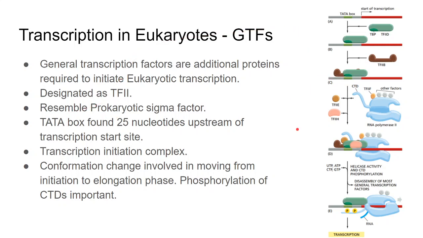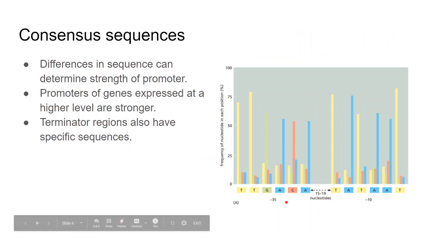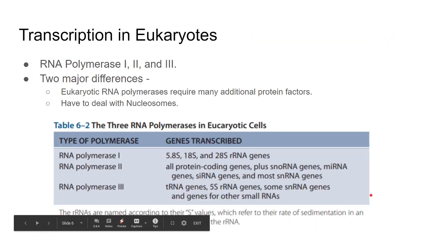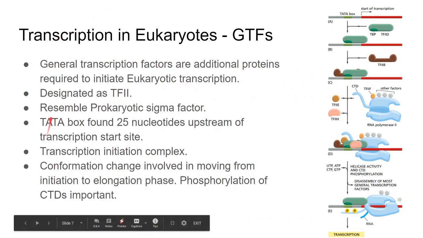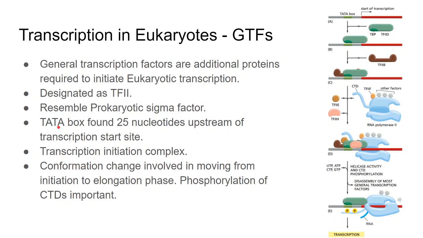And we talked about the consensus sequence in prokaryotes. So the consensus sequence in prokaryotes is TTGACA and TATAAT. But in eukaryotes, it is a TATA box. A TATA box refers to tandem repeats of TA and T, AT repeats, and this is about 25 nucleotides upstream of the transcription start site. So if this is the start of transcription, this is 25 nucleotides upstream, the TATA box. And the TATA box is what the transcription factors bind to initially.